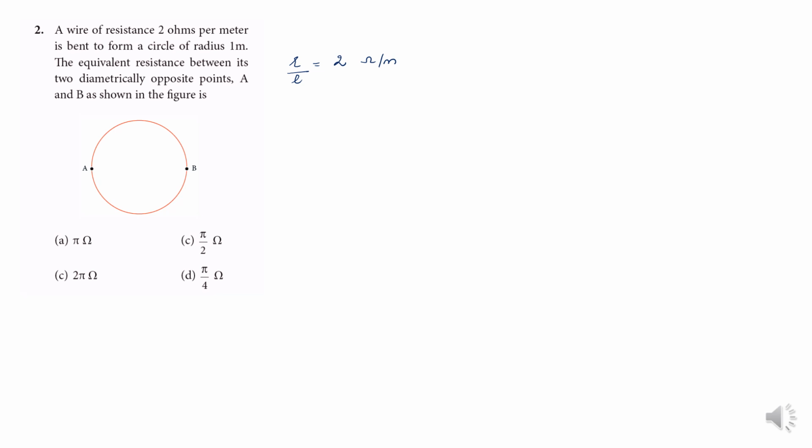So the total length of the wire that is required to form a circle of radius 1 meter is actually the circumference of the circle. So total length of the wire is equal to the circumference, 2 pi r. R is given as 1 meter, so this is equal to 2 pi into 1, which is 2 pi meters. So total length of the wire L total is equal to 2 pi meters.